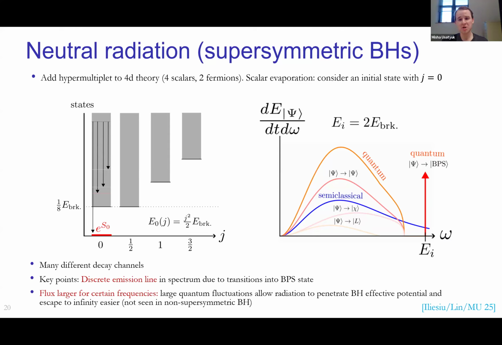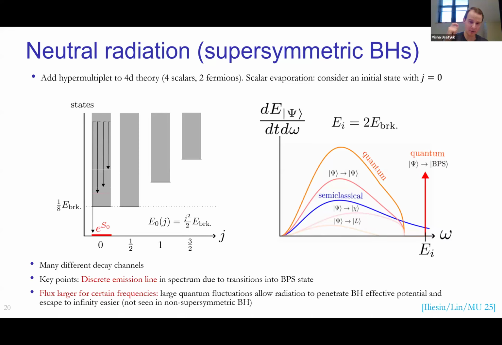So one emission channel is that the black hole can transition to a BPS state. It can emit all of its excess energy into a single photon, and you get this kind of red spike on the right at one precise frequency. And then there are other emission channels when it transitions to these continuum states. So these are the various red shaded curves on the right. And all these shaded curves add up into this orange curve.